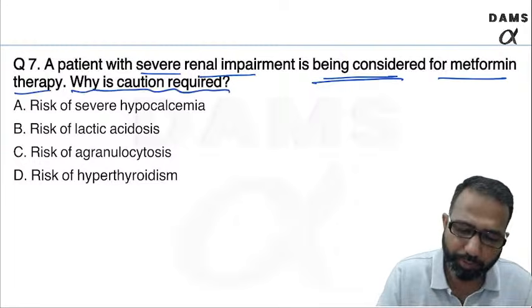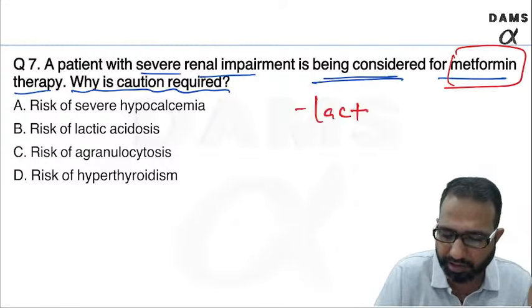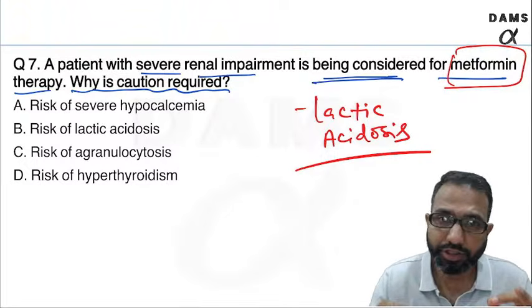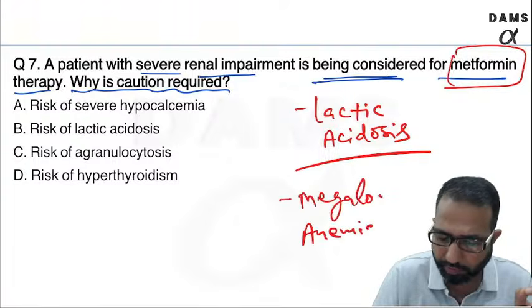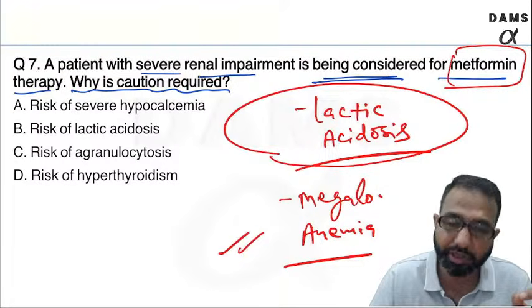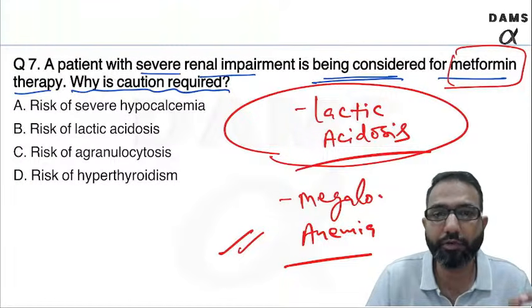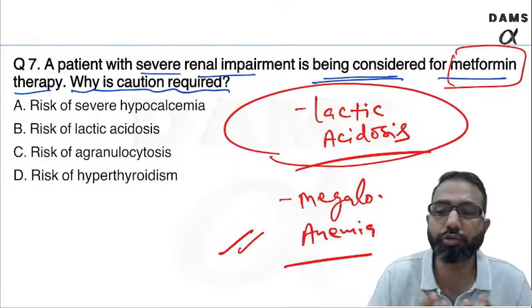Remember guys, with metformin the biggest risk is lactic acidosis. It also causes megaloblastic anemia because it inhibits the absorption of vitamin B12, leading to vitamin B12 deficiency. But the common side effect is megaloblastic anemia, while the big risk is lactic acidosis. So we should always try to avoid lactic acidosis. Phenformin is one of the big drugs of this class which was banned because of lactic acidosis.